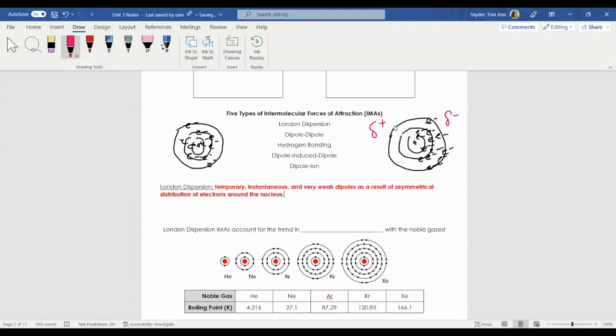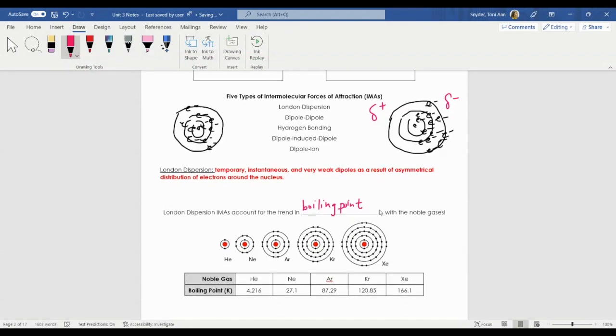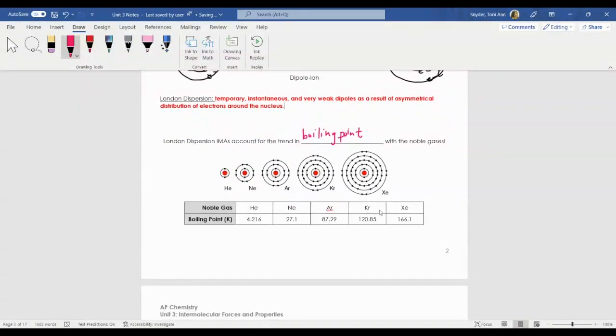London dispersion intermolecular forces account for the trend in boiling point with the noble gases. So bring back those trends again, right? The reason why I bring this particular trend up is because it really is such a beautiful trend of how London dispersion intermolecular forces are so significant. We have all of our noble gases here going down that last group. So I have helium, neon, argon, krypton, and xenon.